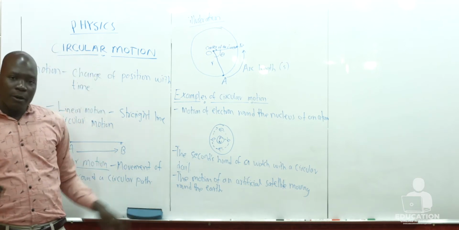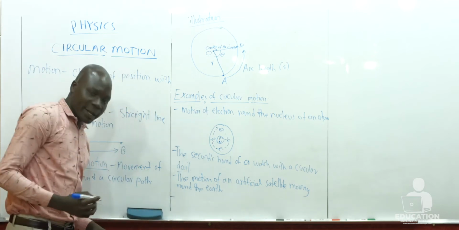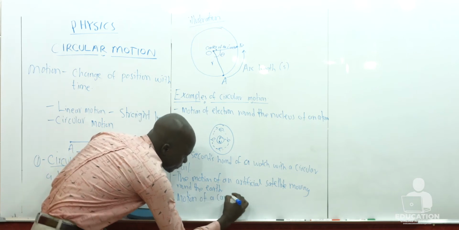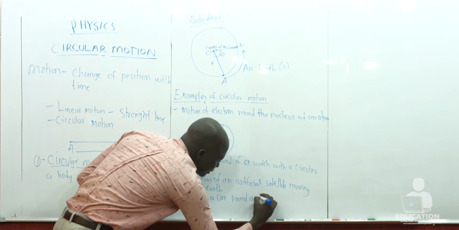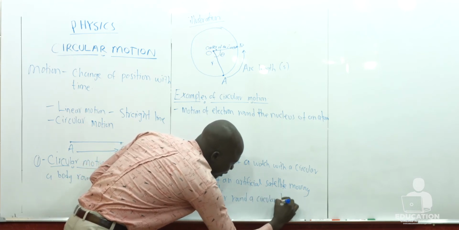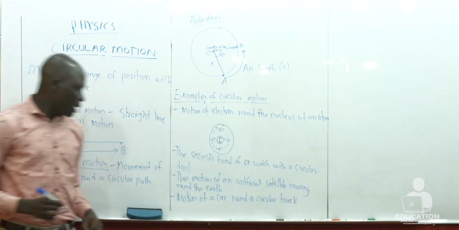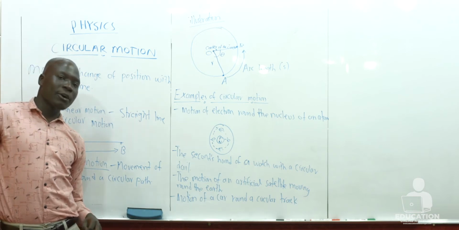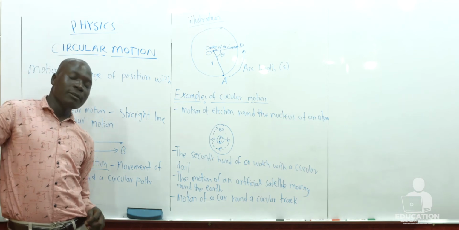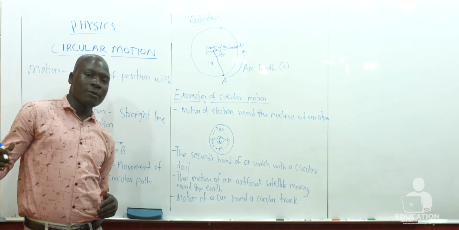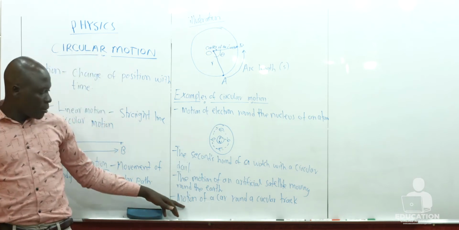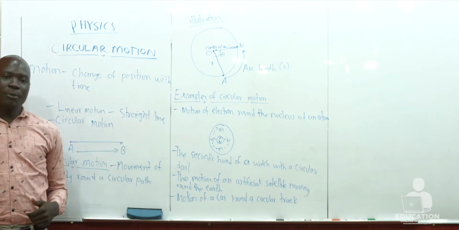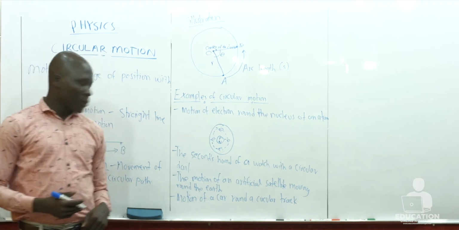Then the last example of circular motion that we have is the motion of a car round a circular track. When a car is moving, you find that at a certain point it will be negotiating a corner. In that case the car will be moving in a curved way. So that curve is also part of a circular path. So that is an example of circular motion. These are not the only examples. There are so many other examples of circular motion that we have.